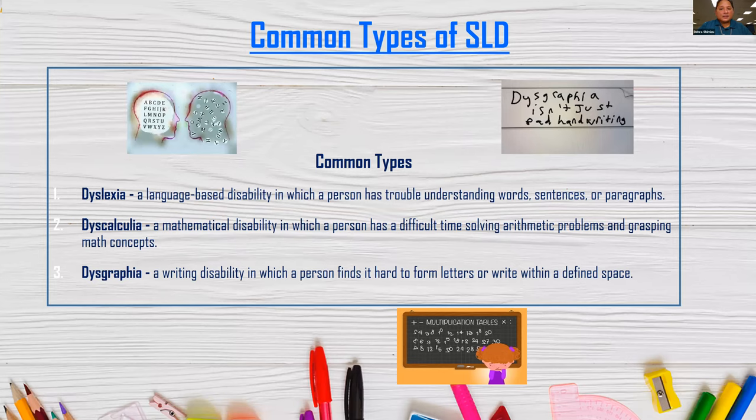So here are the common types of SLD. There's dyslexia. And dyslexia is basically when a person has difficulty processing letters and sounds. For example, the word bat, b-a-t. It's hard to make those letter sounds or write those letter formations.